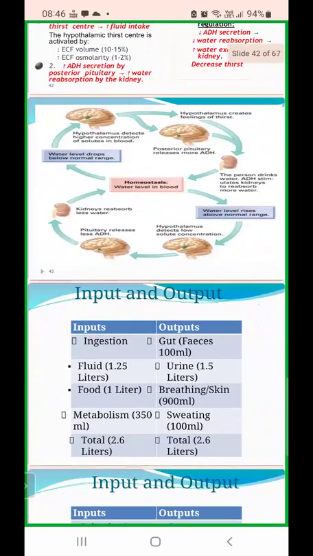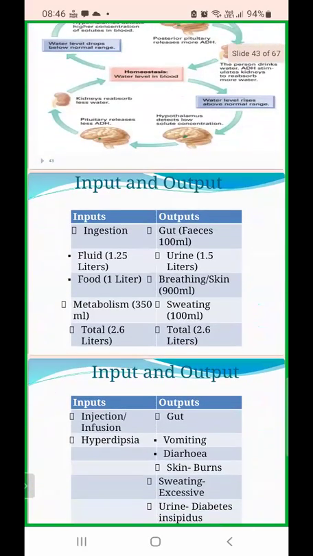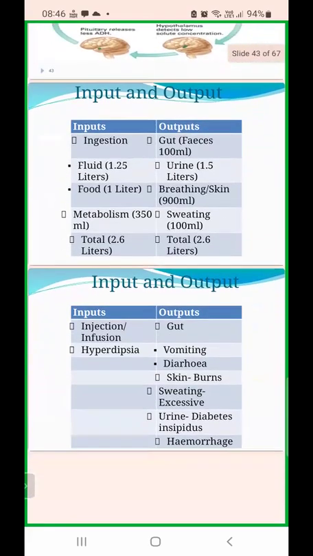Now, input and output. As you know, the input sources are whatever we are taking in: fluid intake, 1.25 liters; food, 1 liter; metabolism, 350 ml. In total, 2.6 liters of water is the input. Now, the output: gut or feces 100 ml, urine, breathing or skin 900 ml, sweating 100 ml, in total 2.6 liters.